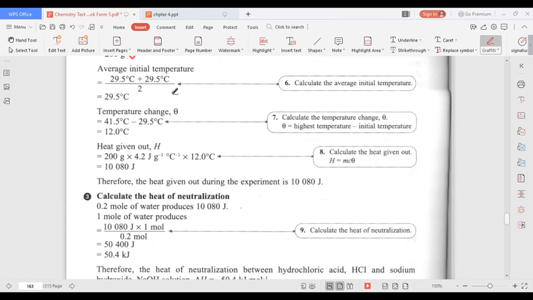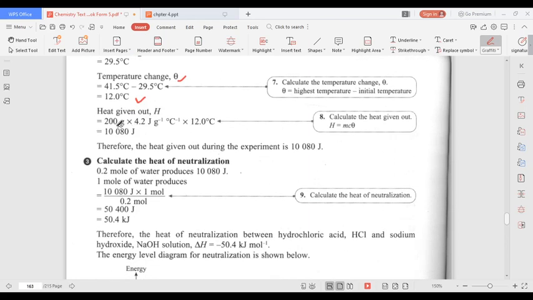So, like the precipitate we did the other day, for the two solutions, you calculate the average initial temperature, then calculate theta, the highest temperature minus the initial temperature. So, heat given out is m, 200, c given, theta also given. So this is 1080 joule. Is this your answer?